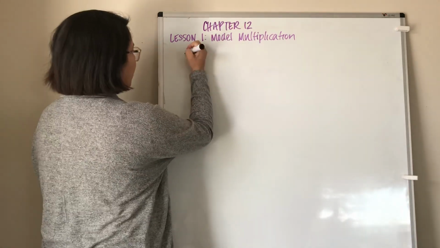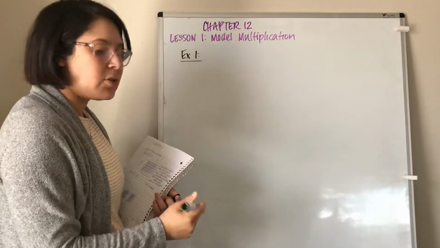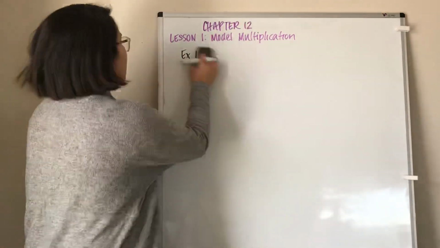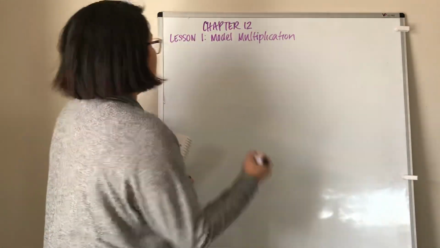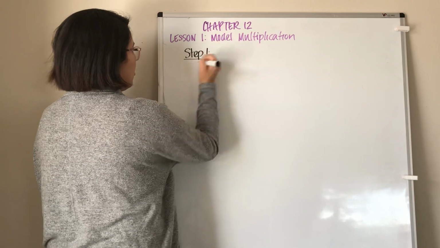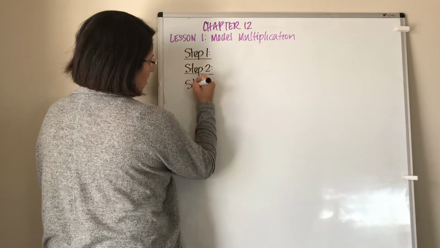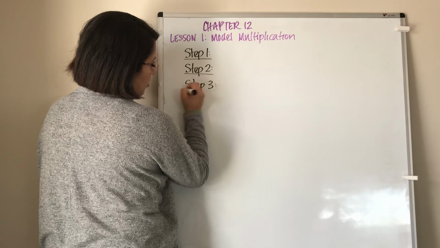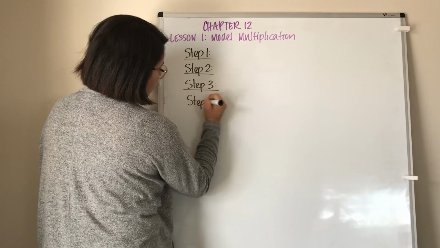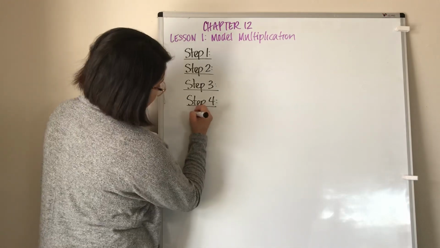So here's example 1. Okay, so first let's write down the steps before we do that. So step 1. Let's write them all down first. And there are 5 steps. And, oh, there's 6 steps.